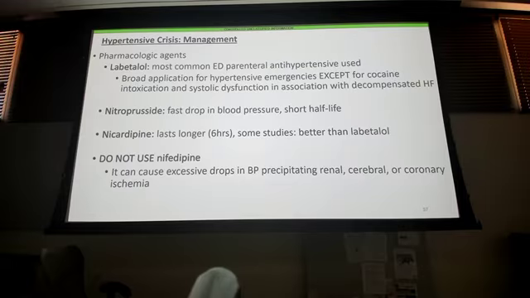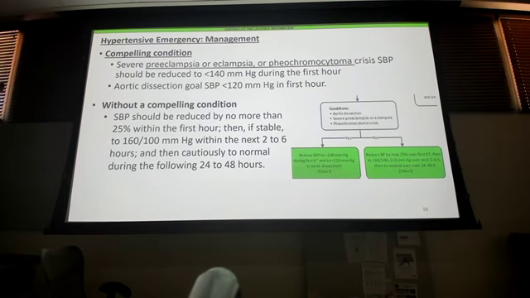And we've got a couple of agents that we could choose to lower it. Labetalol is probably one of the most common ones that we'll use. Nitroprusside and nicardipine can also be used in lowering blood pressure. And when it comes to getting to goal, you have to know what our goal is so that we know how quickly we need to lower this blood pressure.